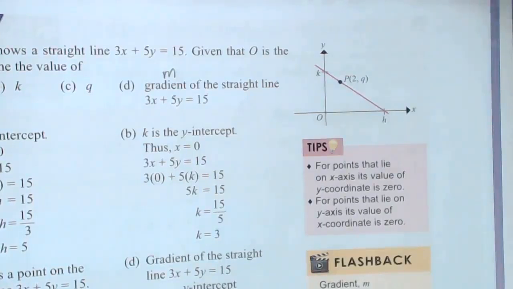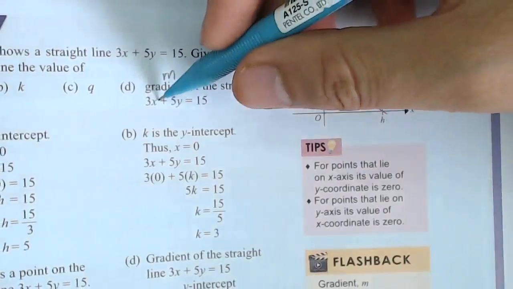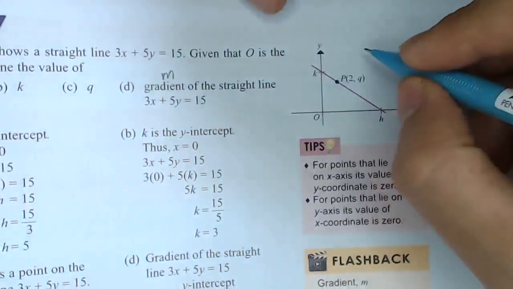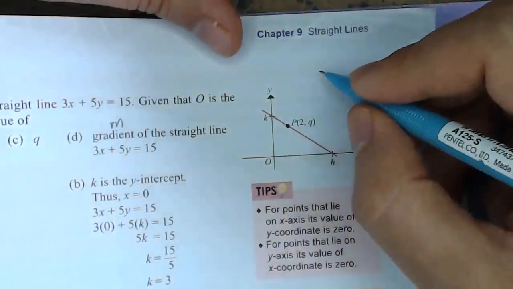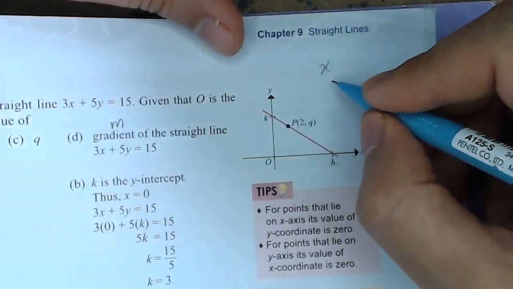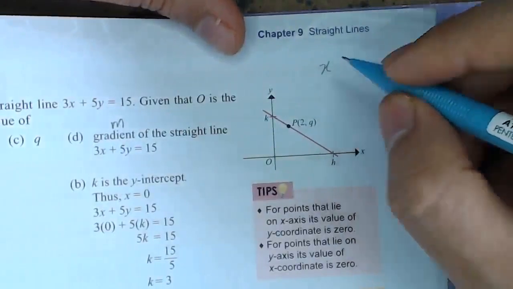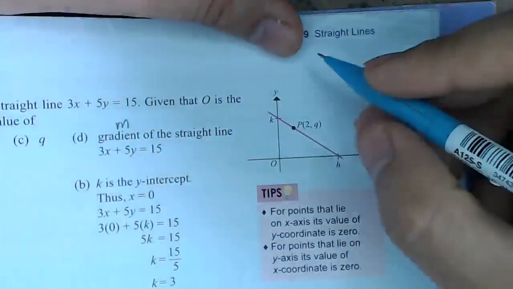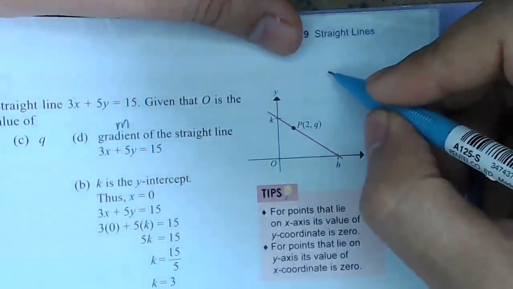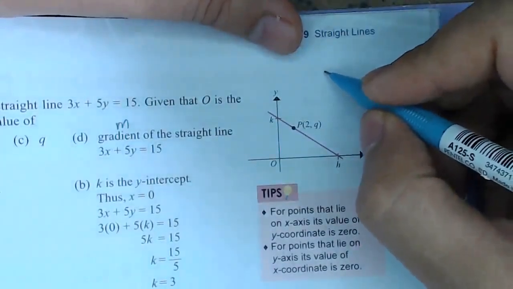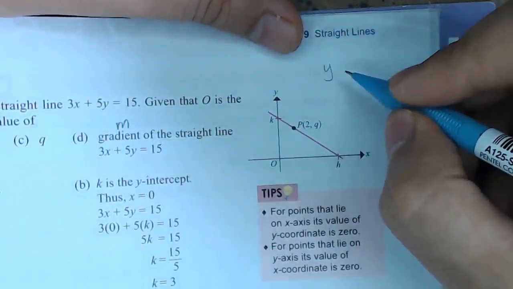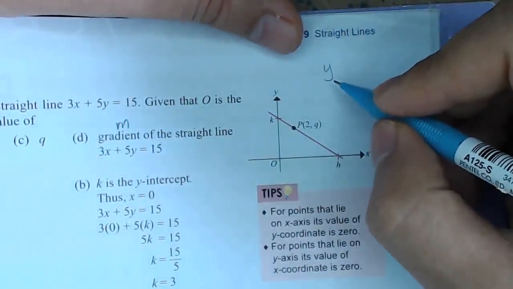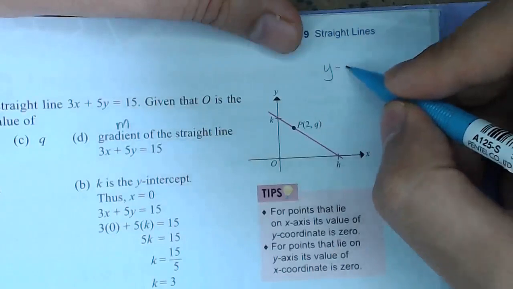Yang X tu dia kena tukar kepada negatif. X tu kena duduk atas. Negatif 3/5 X. Betul? Bukan. Y intercept kena duduk atas. Okay, Y intercept duduk atas. Nak tulis apa? Y. Y, okay, betul? Y intercept.